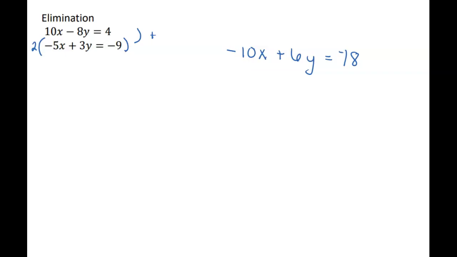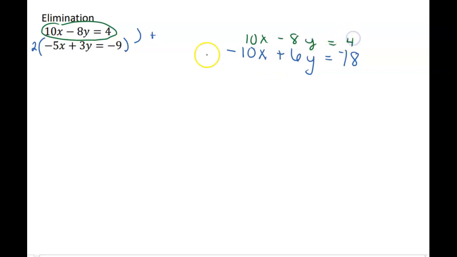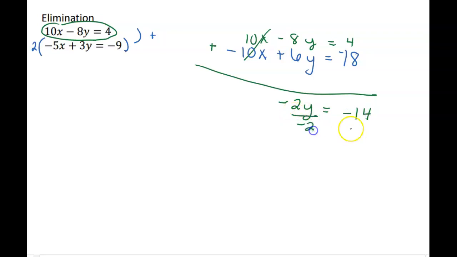Now I'm just going to write this equation unchanged right above it. So 10x minus 8y equals 4. Now when I add these, my 10 plus a negative 10 eliminate, hence the elimination method. Negative 8y plus 6y is negative 2y. This is negative 14. So if I divide both sides by negative 2, I get y equals 7. Now after I know one variable, I can plug it in to get the other. You could use either one of these, it doesn't matter.